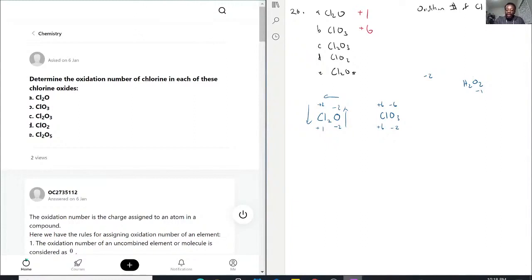Now for the next one, we have Cl2O3. So similar, we're going to start with the -2 at the bottom, and that means we need -6. So for it to cancel out, we still need a +6, but now there's 2 chlorines, which is how they're distributed between these two, and we get +3.